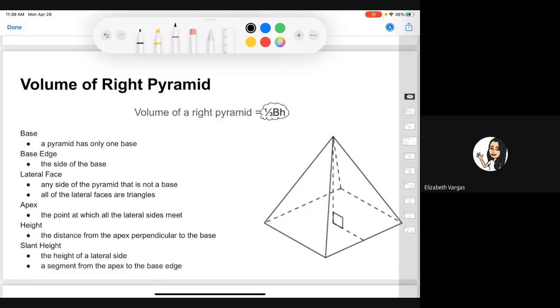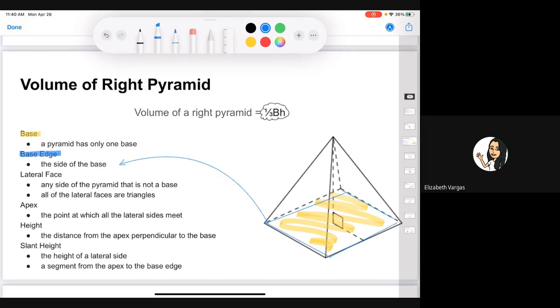Okay, but let's just go over some general characteristics of pyramids. More specifically, we're going to look at a right pyramid in this example. Just a reminder that a pyramid only has one base. So in this instance, our base would be that square or rectangle looking figure right there. Then we have a base edge. The base edge is going to be the sides of the base. So these sides would be our base edges. And I know I'm not doing it perfectly, but those sides would be our base edges.